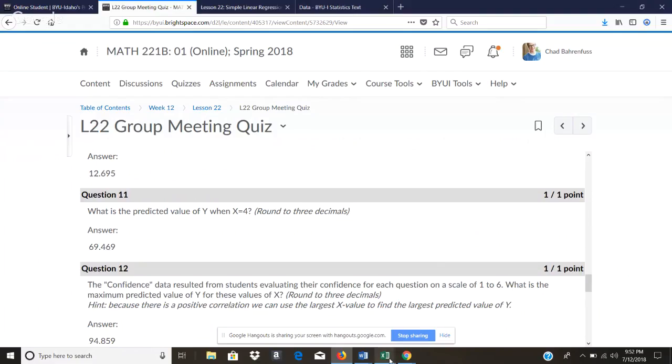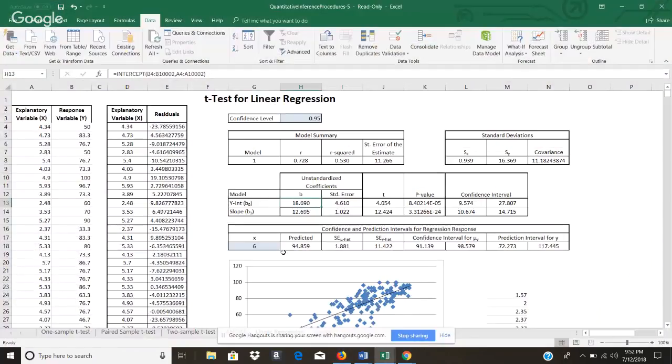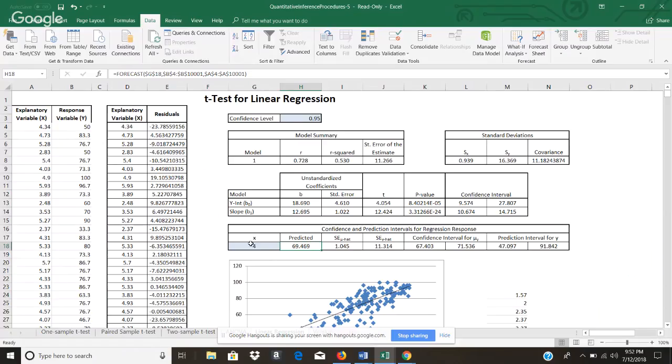What is y when x equals 4? So do you use the formula, or it's just in the Excel? Yeah, you can do it in Excel. You just go under X and put in 4 and it'll change your number. It's 69.469, which is this number right here. Just plug in the x, and it's right there for you. Perfecto.